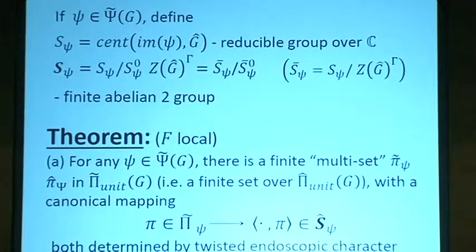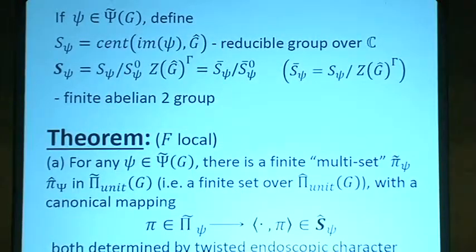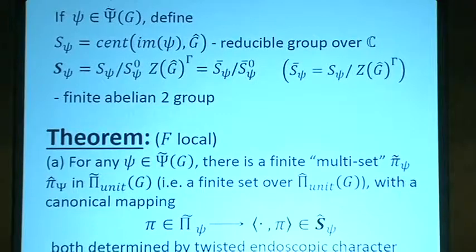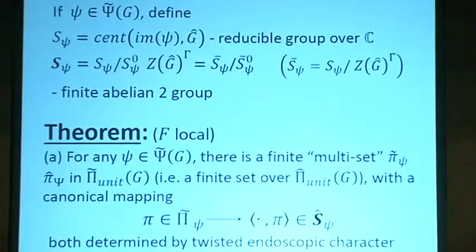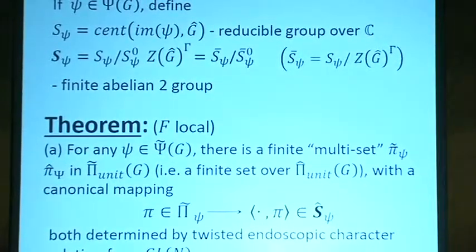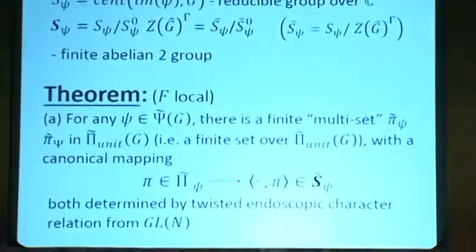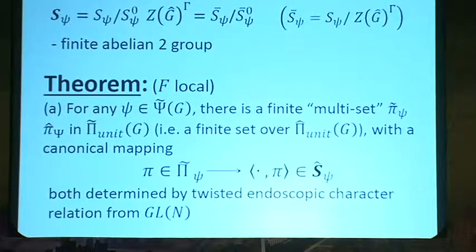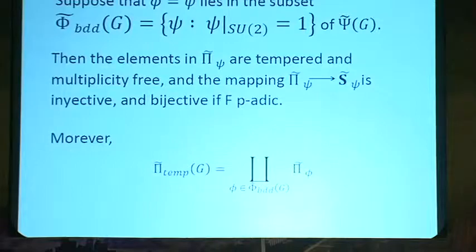And then we have the following theorem. There are objects you can associate to any parameter, namely essentially the centralizer of its image, an interesting little subgroup of G hat, and then its little finite group of connected components. That's a finite abelian 2-group in the classical case. And the assertion is that for any ψ, there is a finite set. I'm calling it a multi-set because it's actually a finite set with multiplicities over the set of unitary representations of G of F, together with a canonical mapping into the group of characters of this little 2-group. It's defined in a very concrete way, namely by relations that characters and twisted characters satisfy. Characters are fundamental invariants of representations.